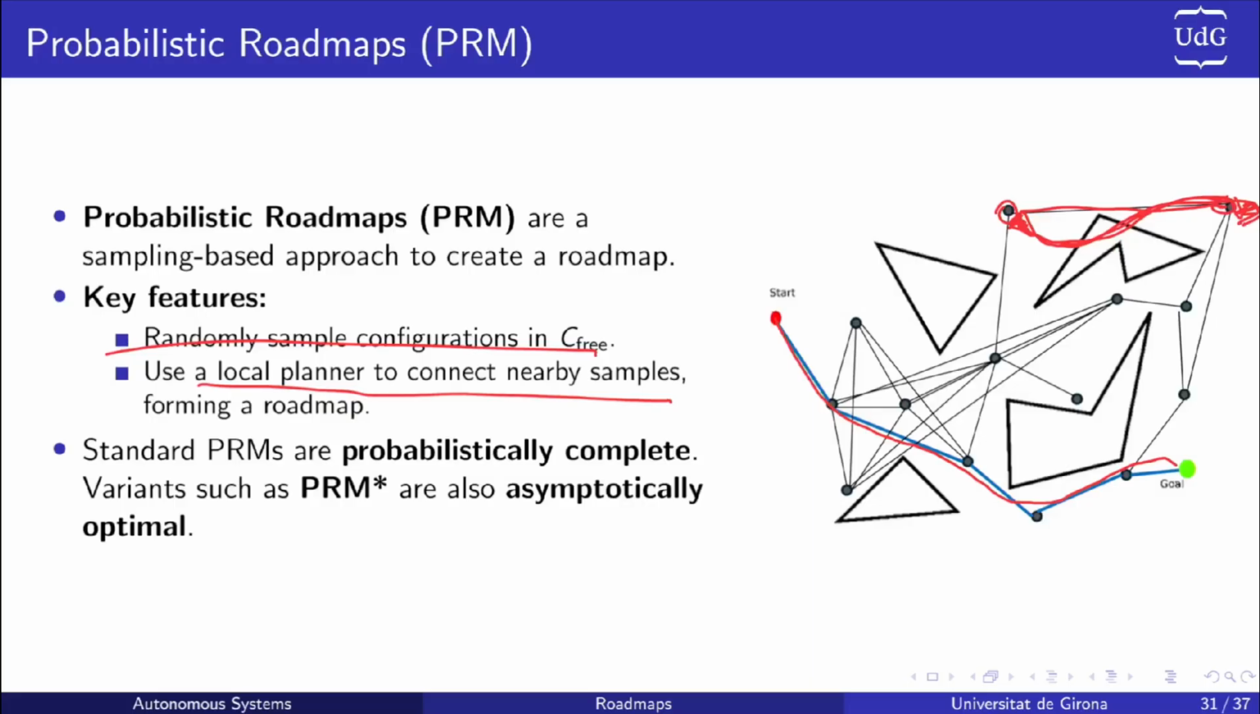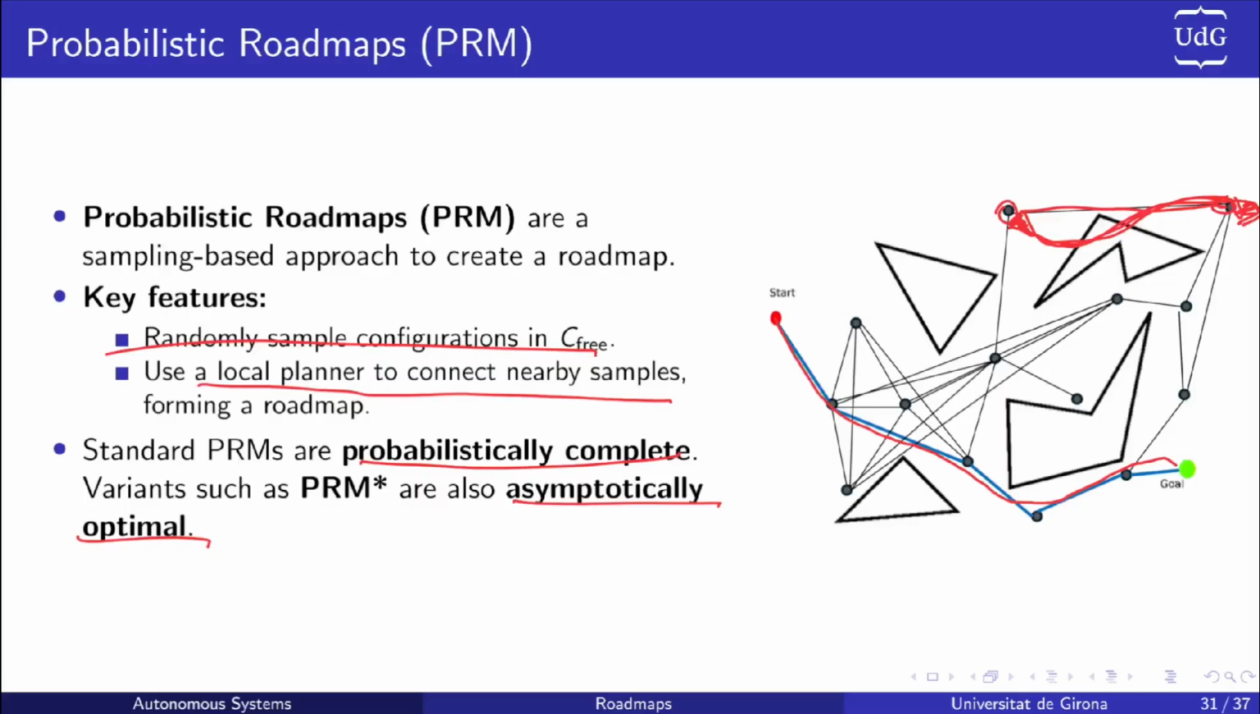Okay, some nice properties that probabilistic roadmaps have. They are probabilistically complete and asymptotically optimal. We have seen what a complete planner is. If you remember, a complete planner is a planner that, if there is a solution, finds a solution. It just tells you whether you can go from point A to point C, and if there is a solution, even if there is only one, it returns yes, you can go. This is a complete planner.